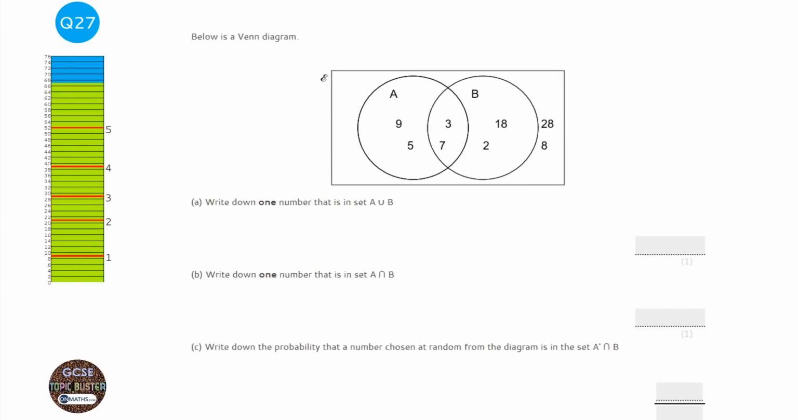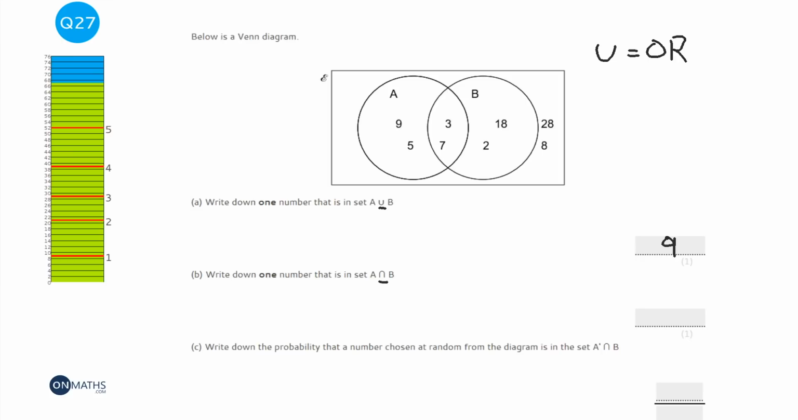Okay, for Venn diagrams, it's really important to understand the notation. This symbol here means union. It just means or. It means it can be in A, or it can be in B, or it can be in both. So it's any number inside either circle. So I could have 9, 5, 3, 7, 18, or 2. Let's go for 9. But the other 5 would be correct.